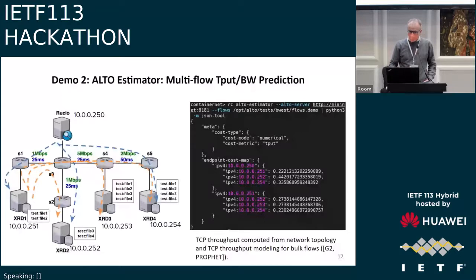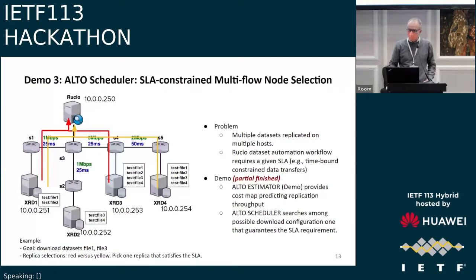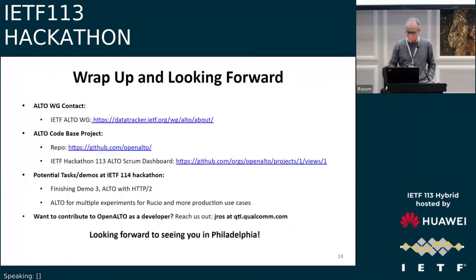And then I have 2 more demos we actually put together: an Alto estimator, multi-flow throughput bandwidth prediction, and demo 3, an Alto scheduler, which allows you to do SLA-constrained multi-flow node selection. So suppose you have certain requirements to guarantee, say, I want to get my data transferred by 5 a.m. tomorrow because I need to work. So please give me the replicas that I should select so that I can meet my requirements. This demo number 3 is half baked, but we're almost close to finishing.